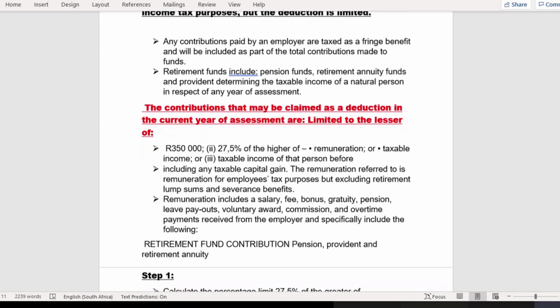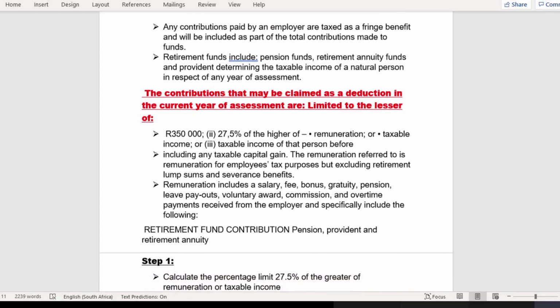Okay. Let's look at our contributions and how they are treated. The contributions that may be claimed as deductions in the current year of assessment are limited to the lesser of 350,000 rands, which is a standard rule in regards to this amount, or 27.5% of the higher of the remuneration. Usually they give you what's called the remuneration or the taxable income. It's what you have to calculate on top when you do your gross income, right? Or the taxable income of that person before including any taxable capital gain. We haven't touched on that one. Remuneration is referred to as the remuneration for employee tax purposes, but excludes the retirement lump sum and severance benefits.